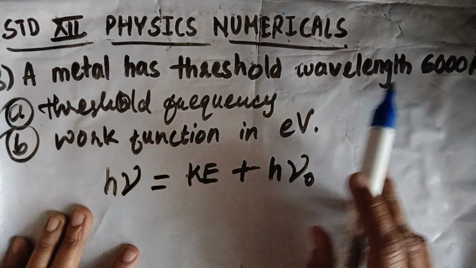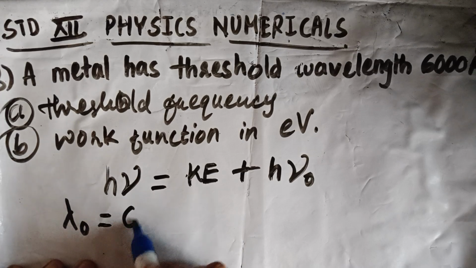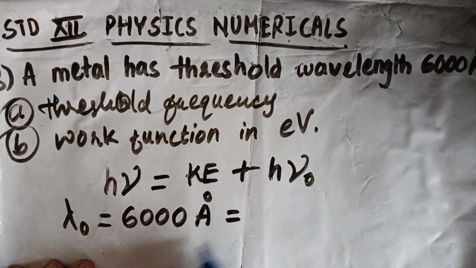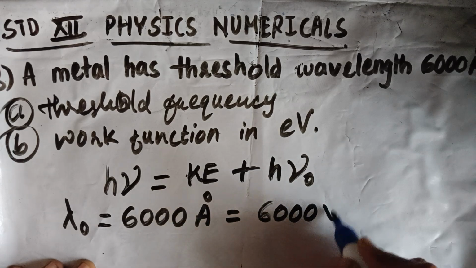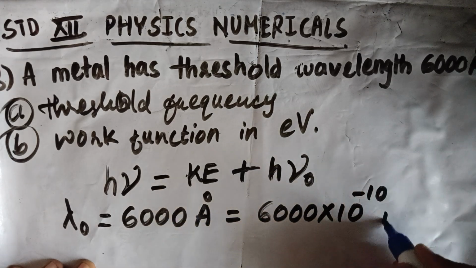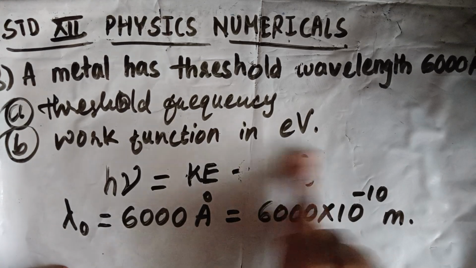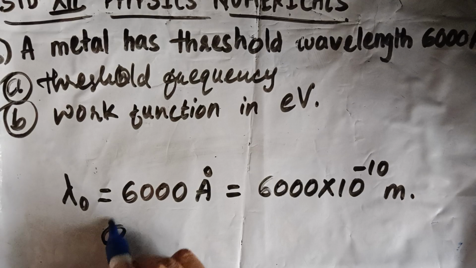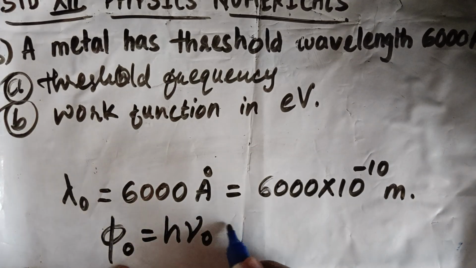Now here we are given the threshold wavelength, that is, lambda naught, 6000 angstrom. So we have to convert it to meters. So 6000 into 10 raised to minus 10 meter. Now how can you write the work function? I'll write it as phi naught, or you can write W naught.